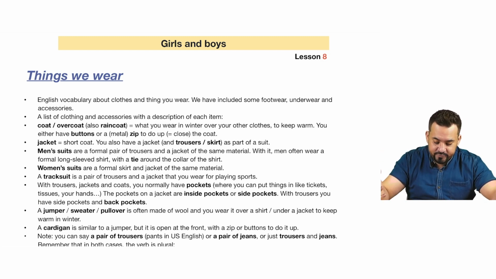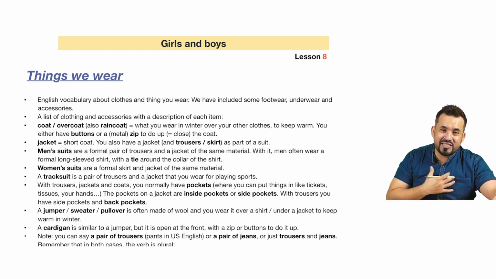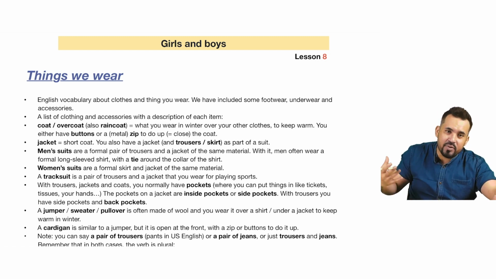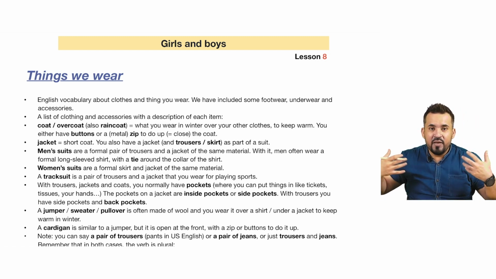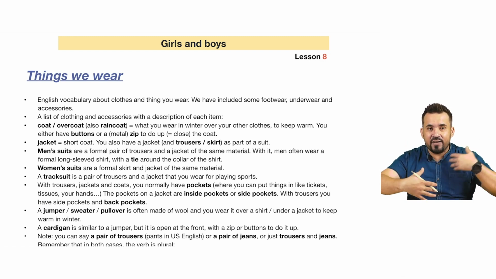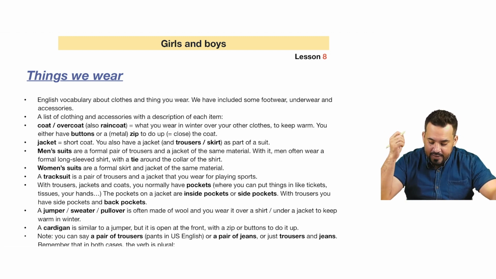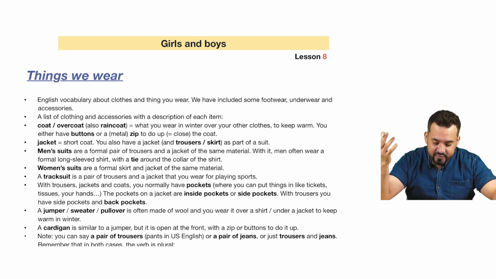A cardigan. A cardigan is similar to a jumper, but it's open at the front. So it resembles a jacket, but it's made from the same material as a jumper or a sweater. It resembles a jacket because it's open at the front. And it could have a zip or buttons to do it up.